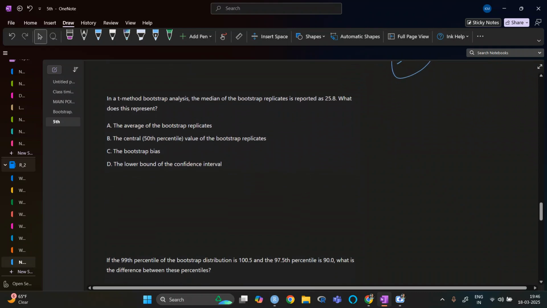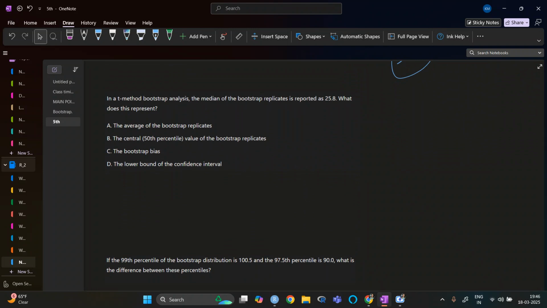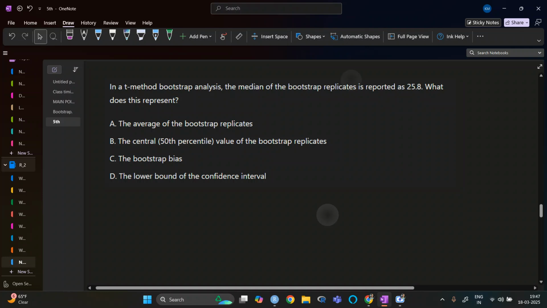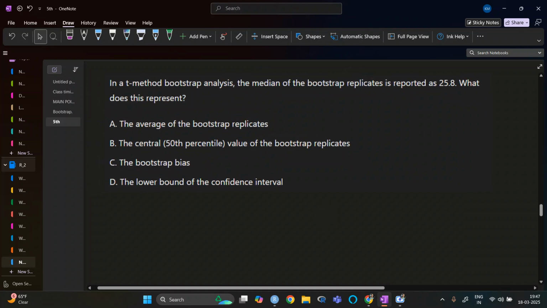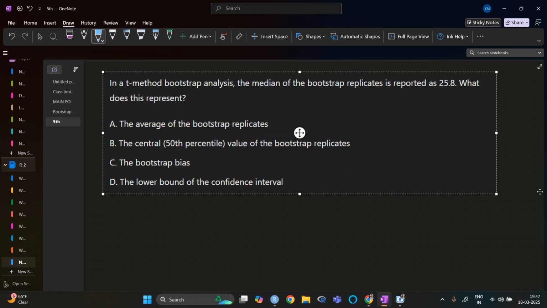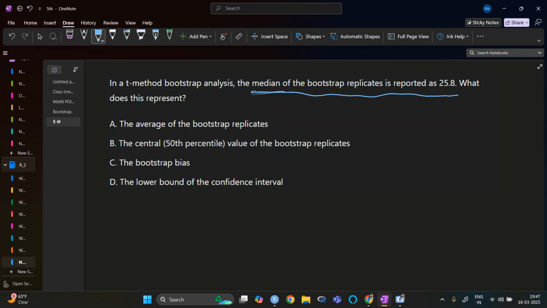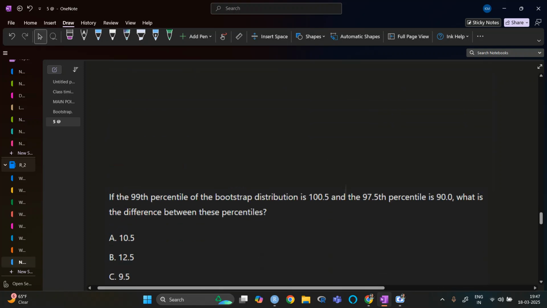The next is, in a T method bootstrap analysis, the median of the bootstrap replicates is reported as 25.8. What does this represent? So what does the median show? Median means the 50th percentile. The 50th percentile value of the bootstrap replicates.